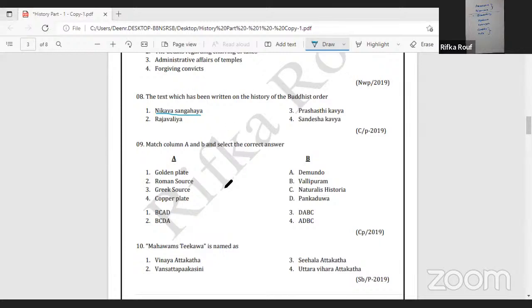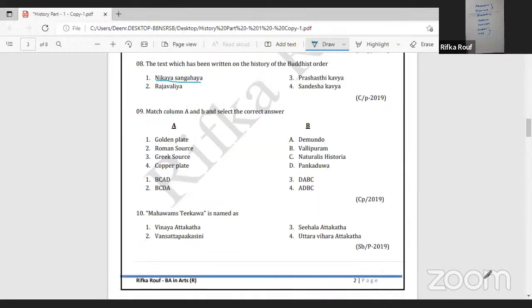So let us go to the ninth one. Match column A and B and select the right answer. So first, the golden plate here. Which is the golden plate here? Yes, the golden plate here is the Vallipuram.